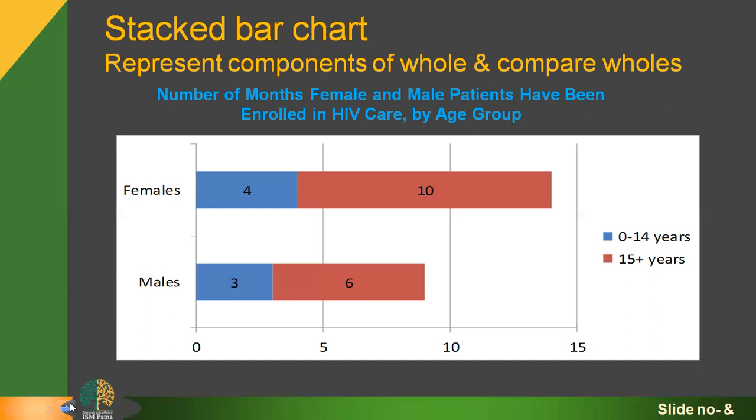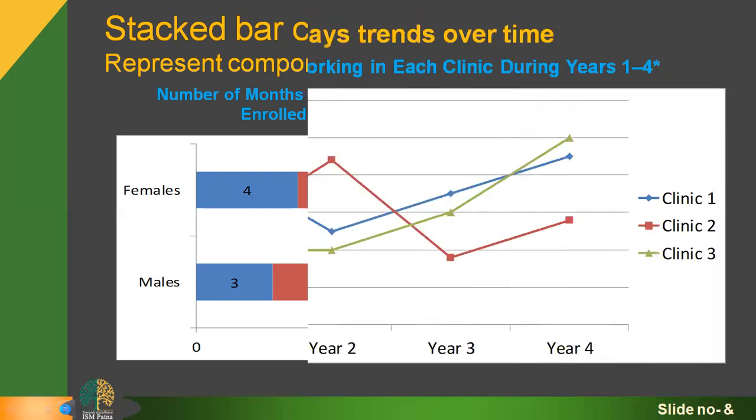In case of female, it is only 4% for 0 to 14, and it is 10% for above 14, that is 15 years and plus age. For male, again 0 to 14, it is only 3%, and above 14, it is 6% or more than 6%. Okay, fine. Let us go forward.